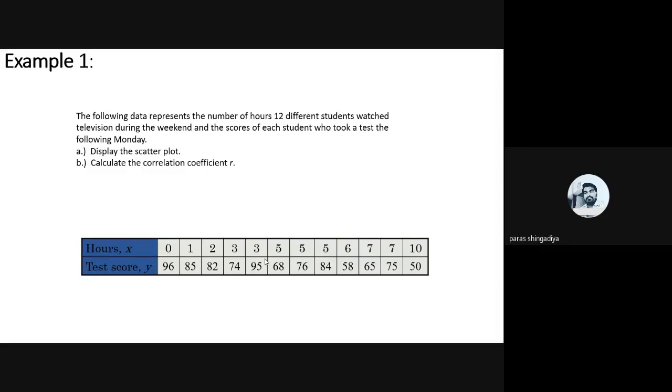If any student watches 0 hours of television, then he got a 96 mark in the test. If he watches 1 hour of television during the weekend, then this student got 85 marks. Then for 2 hours, 3 hours, 5 hours, 6 hours, 7 hours, and for 10 hours: the last student, the 12th student, watched 10 hours of television, so he got only 50 marks in the test. Clear? So this data is given.